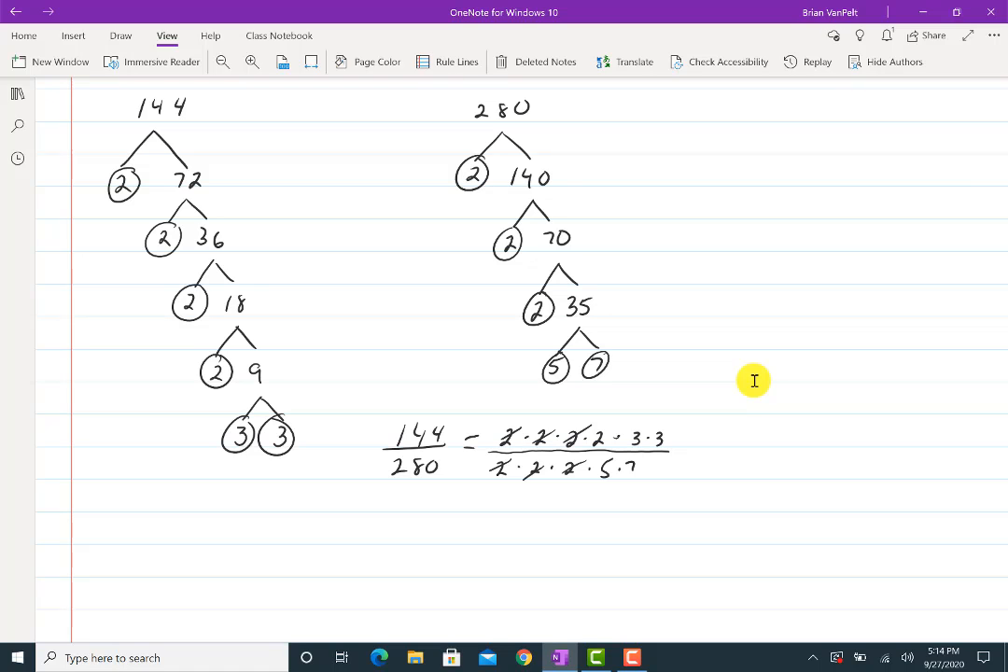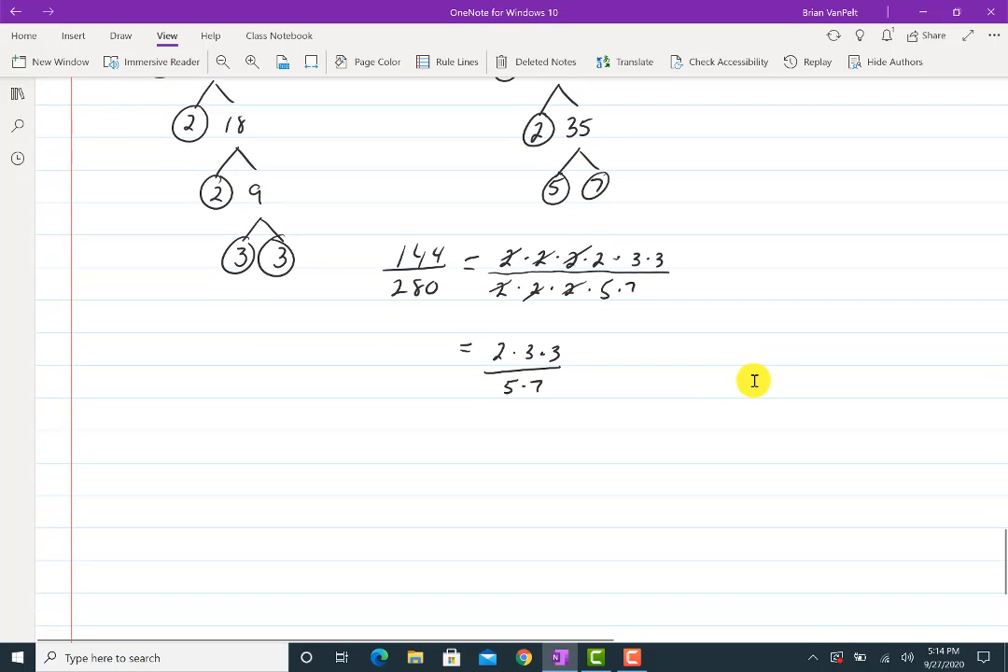However, if you look at what I have left, I can't factor out anything else, because while I have a 2, a 3, and a 3 in the numerator, I do not have a 2 or any 3's in the denominator. So I am left with, in the top, a 2 times 3 times 3, and in the bottom, a 5 times 7. Now when you multiply this out, 2 times 3 times 3 is 18, and 5 times 7, of course, is 35. That's considered to be in lowest terms.